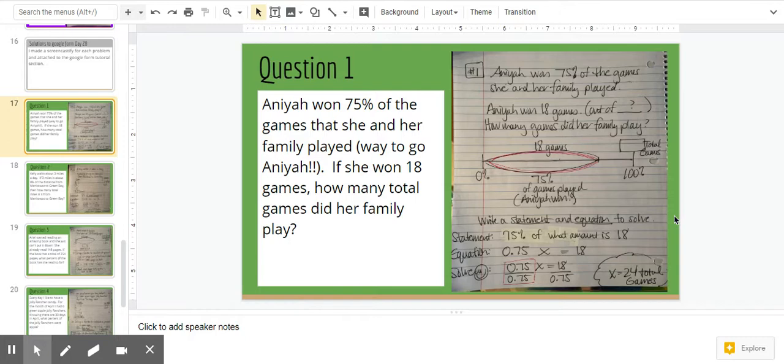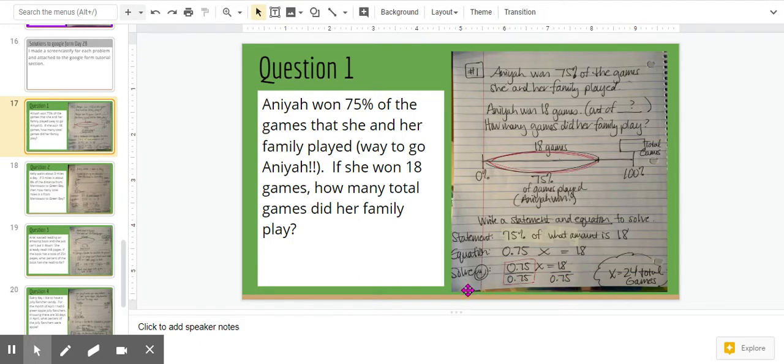To change that into an equation, we write the 75% as its decimal for the multiplier, 0.75 or 75 hundredths. Of what amount, I don't know, so I'm going to use X to represent that total that we're looking for. But we know that it is 18. 75% of whatever that total happens to be is 18. So it has to equal 18 when I write my equation. 0.75 times X equals 18.